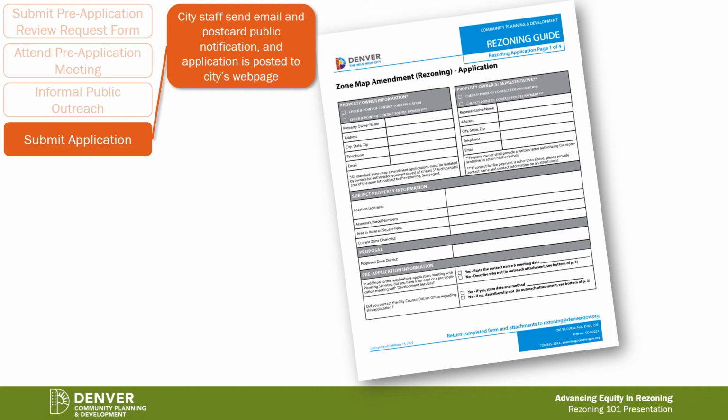Once a complete application is submitted and a rezoning fee is paid, city staff send email public notification to registered neighborhood organizations within 200 feet of the property and the at-large and district council members. A postcard public notification is sent to property owners within 200 feet of the property, and the application is posted to the city's active rezonings webpage. At this point, city staff will collect any written public comments received to be a part of the application and will eventually get shared with Planning Board and City Council.